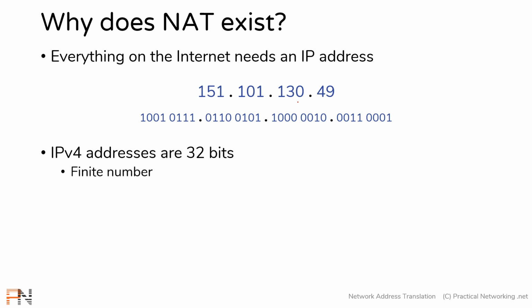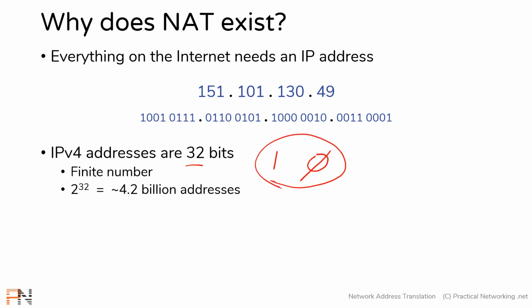What this means is that there is a finite number of IP addresses in the world. Since we have 32 bits and each one of them can be a 1 or a 0, we can calculate the total combination of IP addresses that exist by taking 2, because there's only 2 possible values for each bit, and raising it to the 32nd power, 32nd because there are 32 bits in each IP address, to give us the total number of addresses in IPv4, which is 4.2 billion.